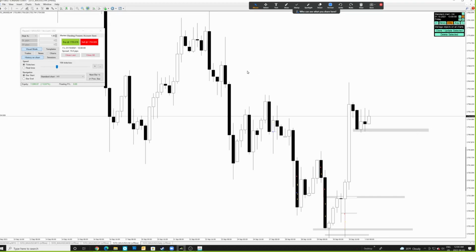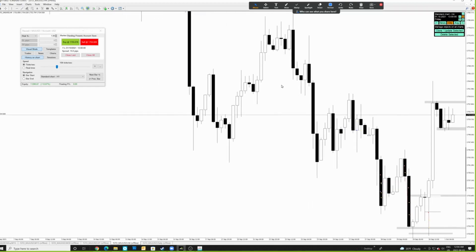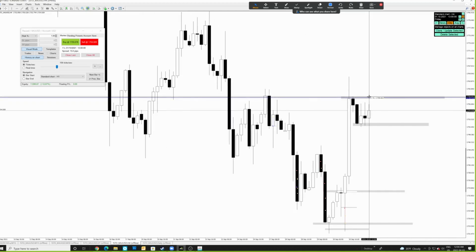Second thing, we need to identify resistance, which we can identify right here, right? And this is a range, 73 pip range. If we can break above this resistance on the 4-hour right here, there's a possibility we can fill this wick, which is 56 pips away.